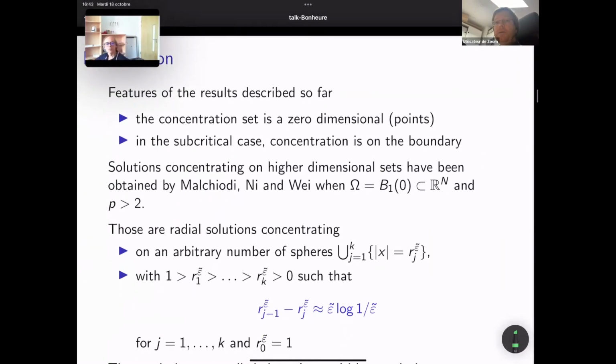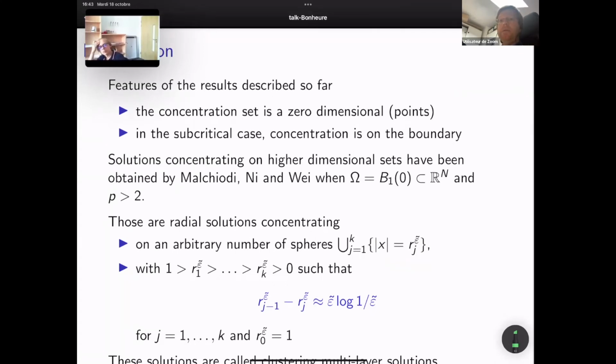Okay, so what are the features of the results described so far? When we let this epsilon go to 0, I have been discussing concentration, and it was always on a 0-dimensional set, so on points. And by the way, in the subcritical case, we had concentration on the boundary. In fact, very soon, people have been looking also at solutions concentrating on higher dimensional sets. And if you want to prove existence of solutions concentrating on higher dimensional sets, it's always a good idea to look first at the radial case and to prove some concentration on points in a radial setting, which means concentration on spheres in the original setting. And a first result has been proved by Malchiodi, Ni, and Wei.